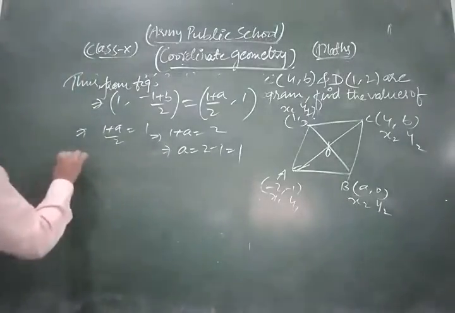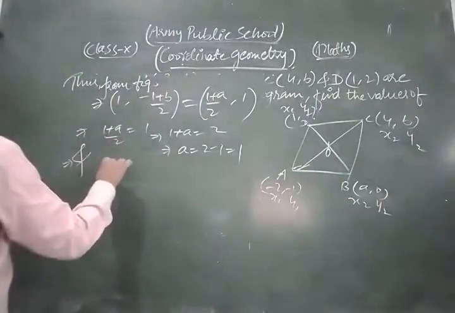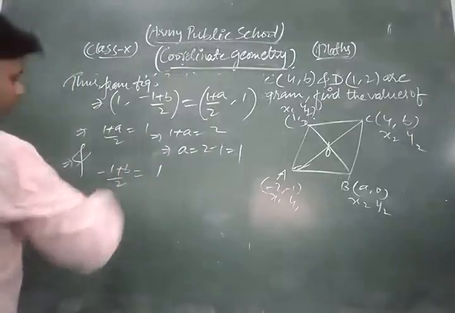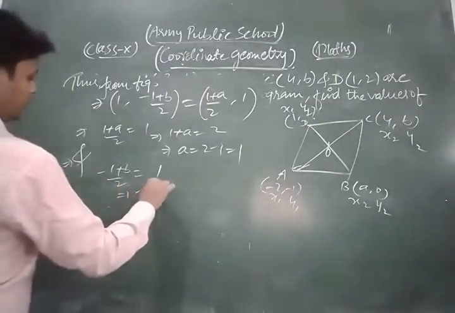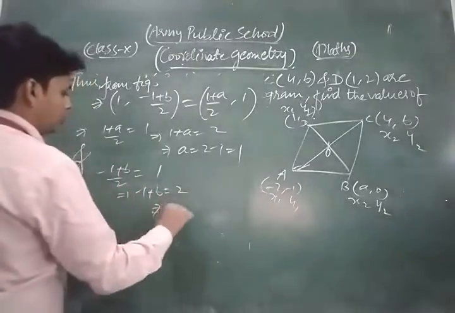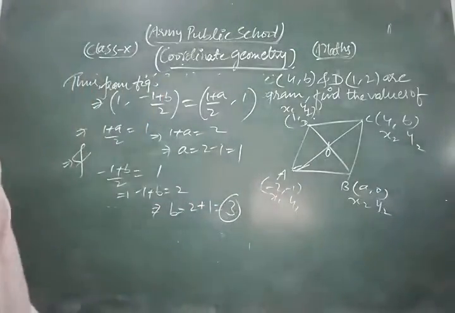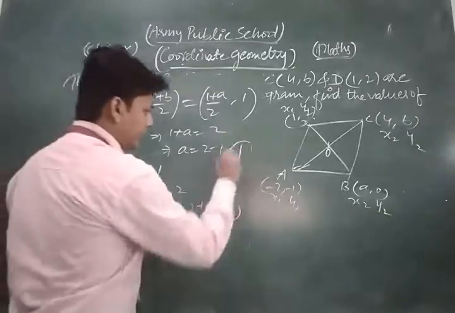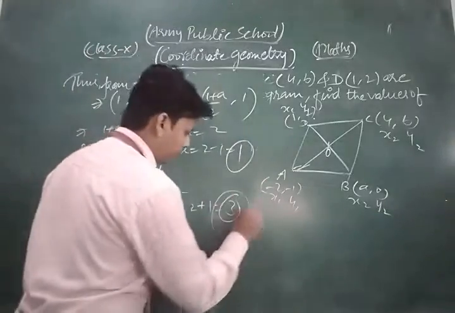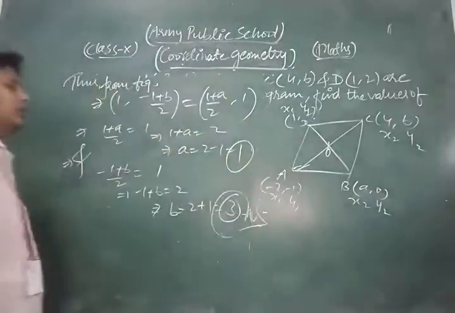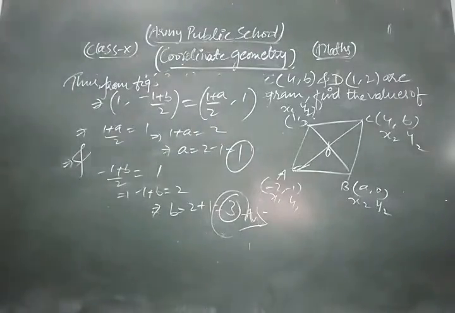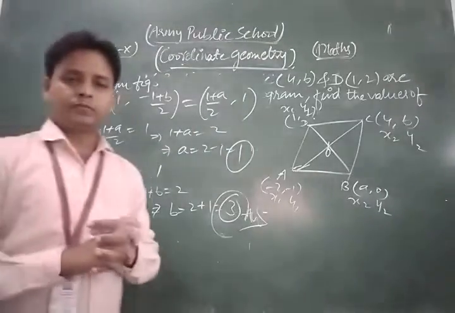Now here, (-1 plus b) upon 2 is equal to 1. So that is -1 plus b is equal to 2. So b is equal to 2 plus 1, that is b is equal to 3. So the value of a is 1 and the value of b is 3. This is the required solution of the given question.